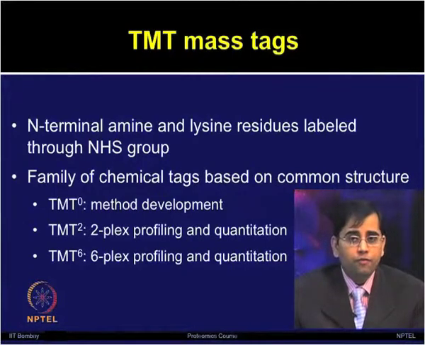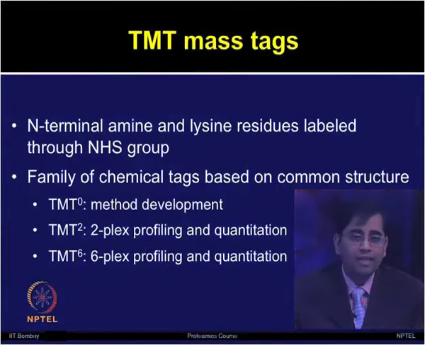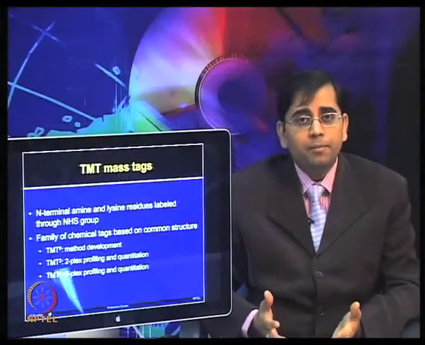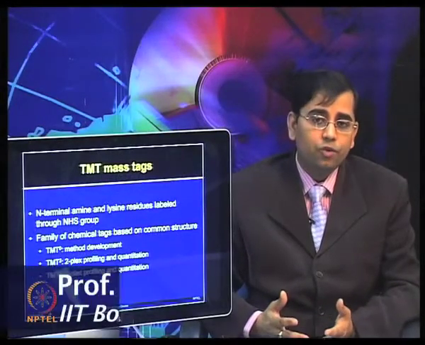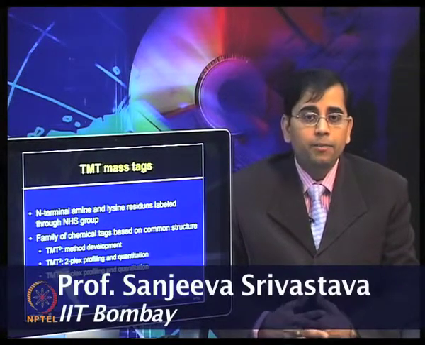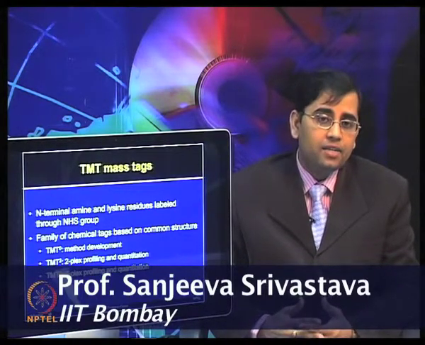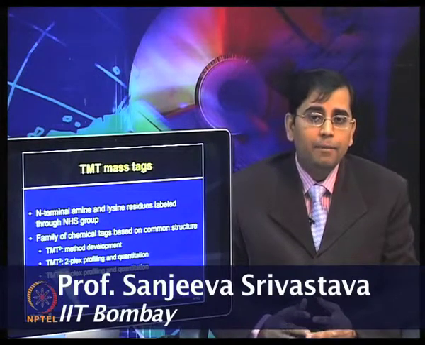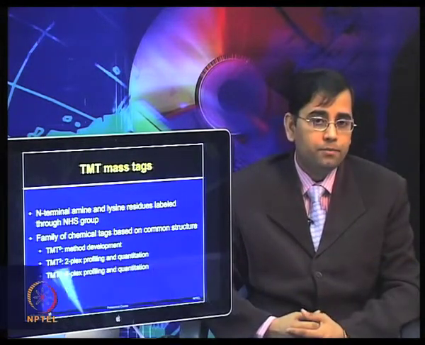There is a family of chemical tags which are based on common structures: the series of TMT tags available, TMT 0, TMT 2-plex, TMT 6-plex. These TMTs are an innovative set of isobaric mass tags for labeling the proteins and peptides at amine functions, and mixing of up to 6 different protein samples is possible.